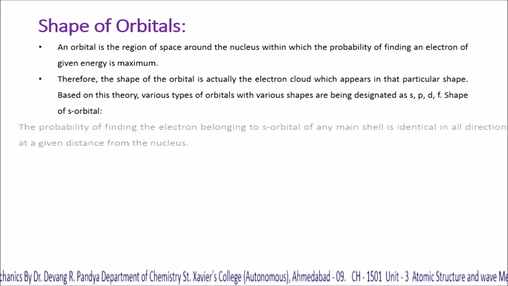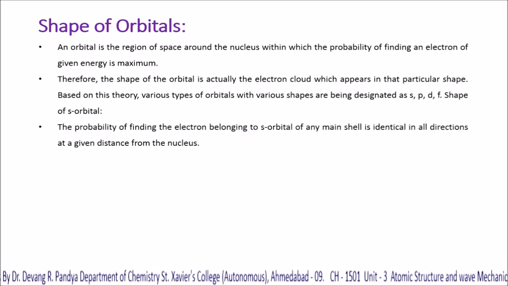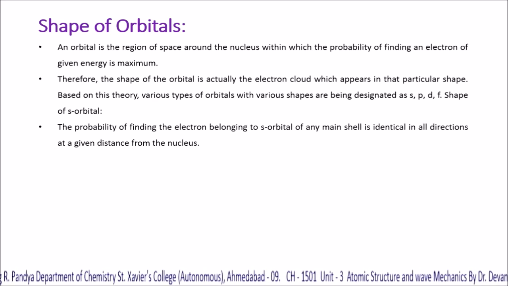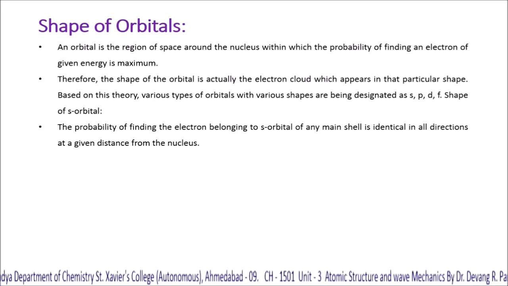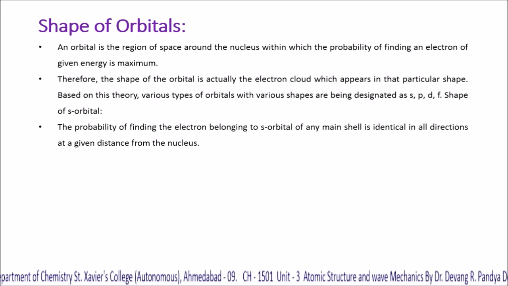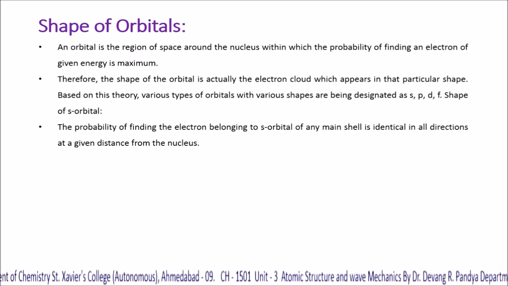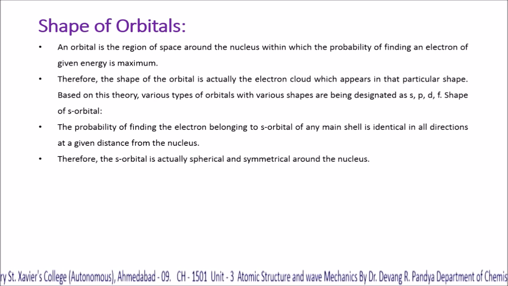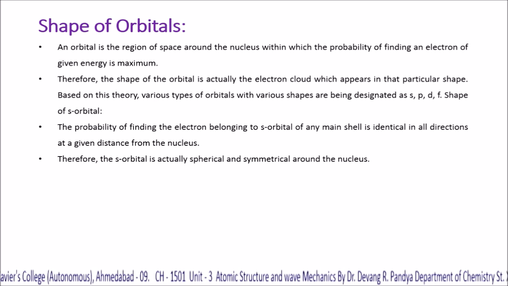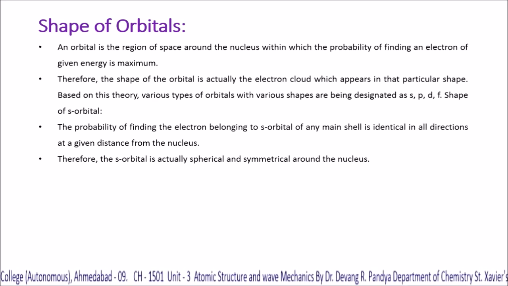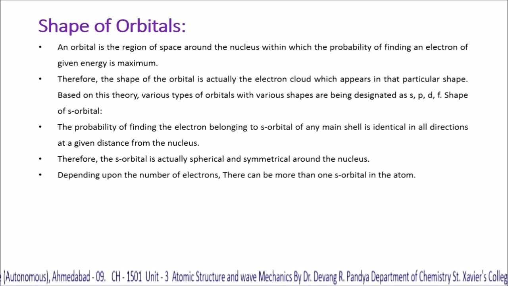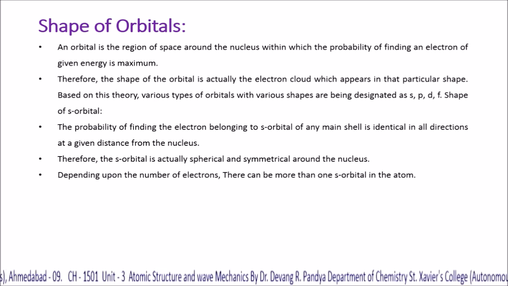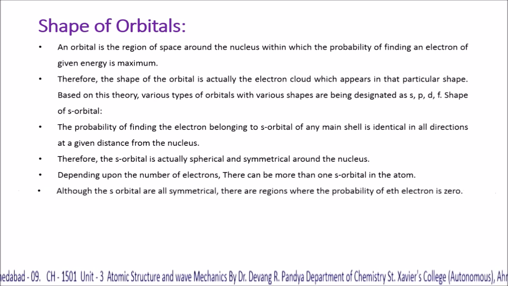Shape of s orbital. The probability of finding the electron belonging to an s orbital of any main shell is identical in all directions at a given distance from the nucleus. It means it is symmetrically spread in all directions equally. Therefore, the s orbital is spherical and symmetrical around the nucleus. Depending upon the number of electrons, there can be more than one s orbital in the atom.